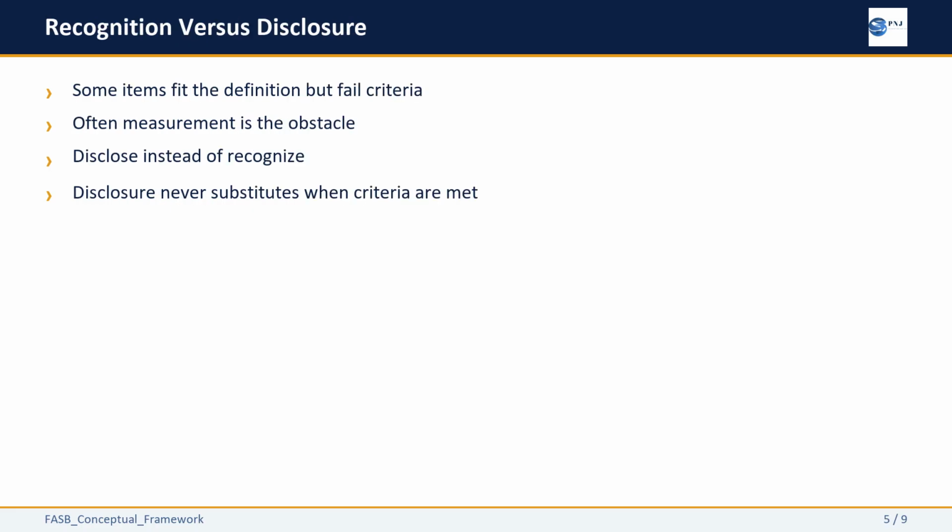Here's where things get interesting. An item can meet the element definition yet fail a recognition criterion, most often because it cannot be measured reliably. When that happens, you disclose it rather than recognize it. Classic examples are contingent liabilities that fall below the probable threshold under the loss standard, and certain internally generated intangibles. But hold on to the key principle in both directions. Disclosure is not a substitute for recognition when all the criteria are met. And when the criteria are not met, recognition is not required, though disclosure still might be. Recognition and disclosure are different tools.